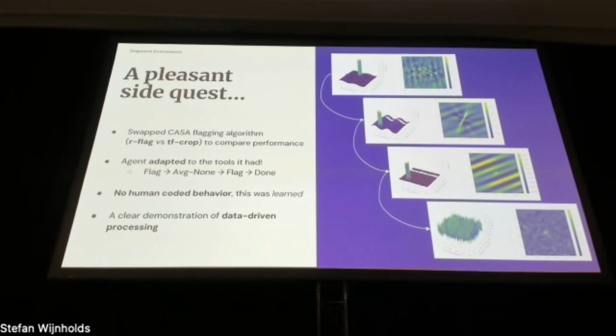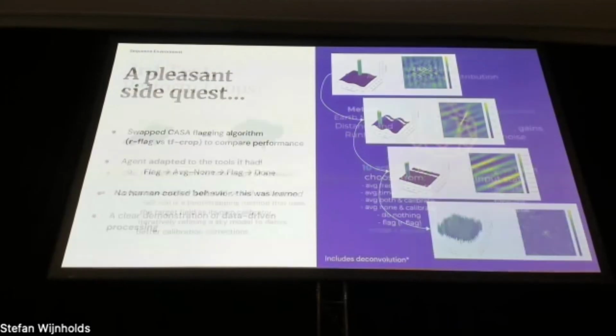So we didn't tell it to take 5 steps. We didn't tell it to take 4 steps. We didn't tell it to do interleaving flagging. It figured out how to do this all on its own. So this was a very nice example of data-driven processing.